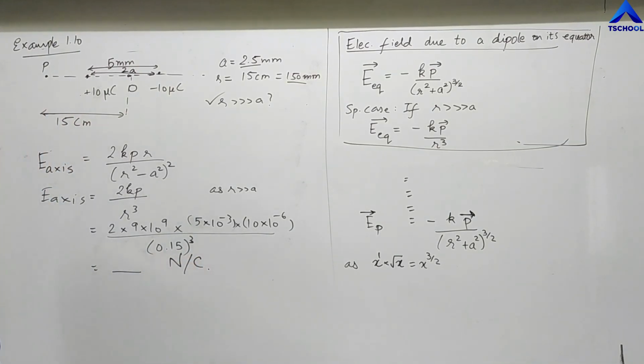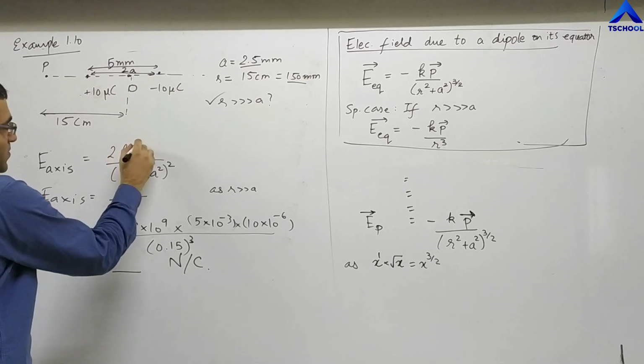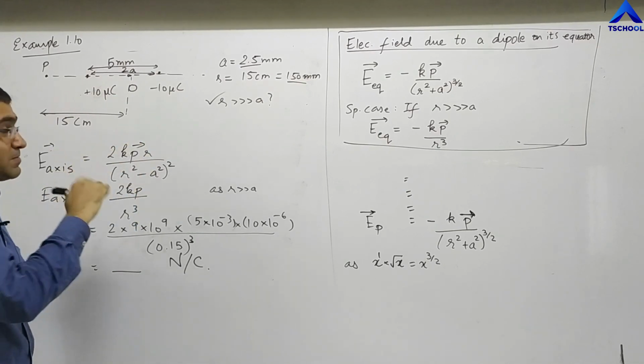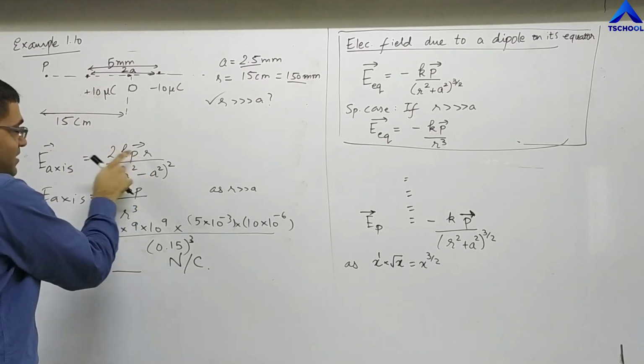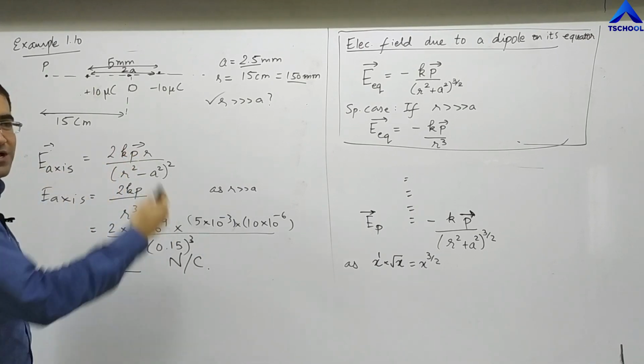Okay, so that's it. Now what about direction? Well, that's fairly simple. If you try to recall the vector form, it is something like this, right? That means that the direction of the electric field on the axis and the direction of the dipole moment is the same. So look at the diagram.